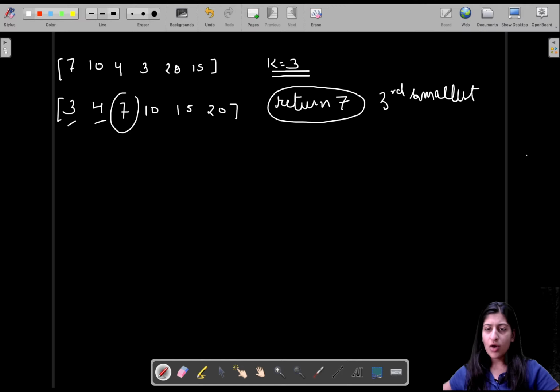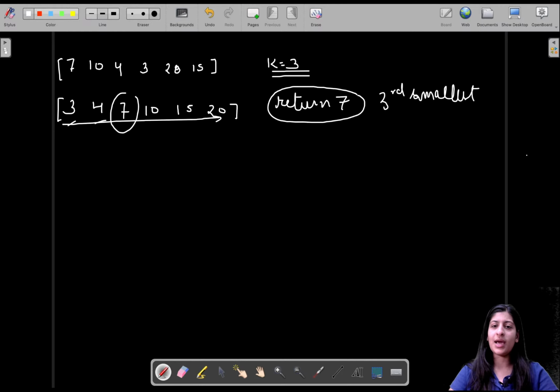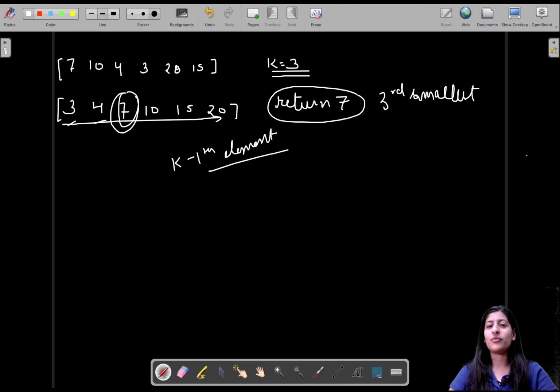Now, how can you solve this problem? A very simple thing that comes to almost everyone's mind who wants to solve this problem: you sort the array and iterate over the array k times and then return the k minus 1th element from the array, with 0-based indexing. But obviously, the intent of this problem is not for you to use this approach and solve the question. The intent is something else.